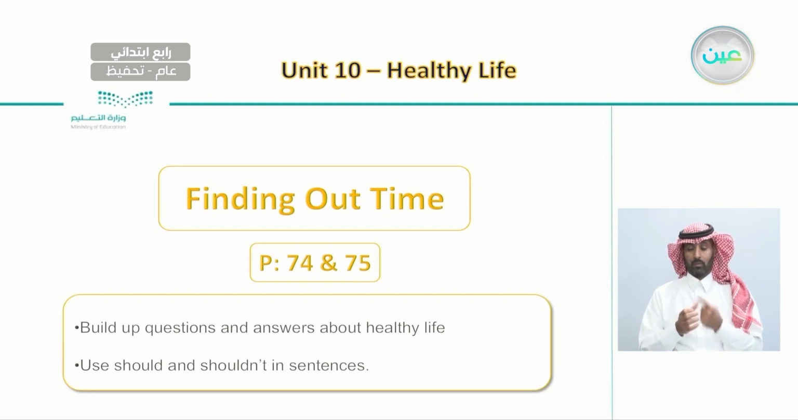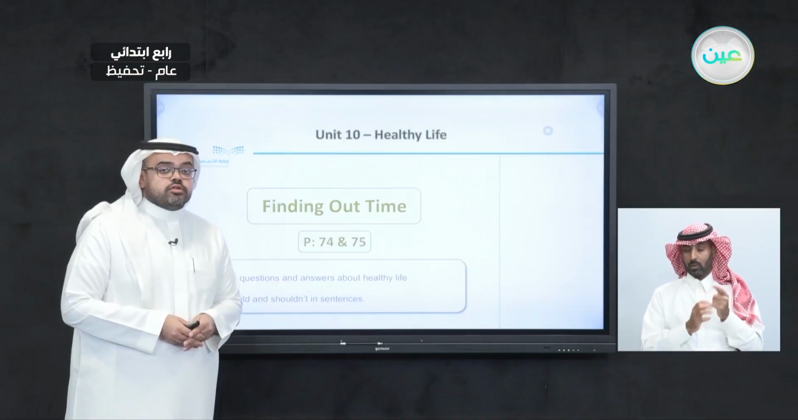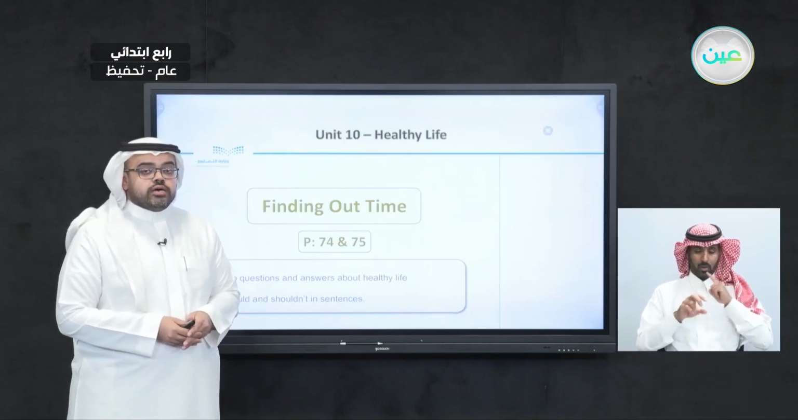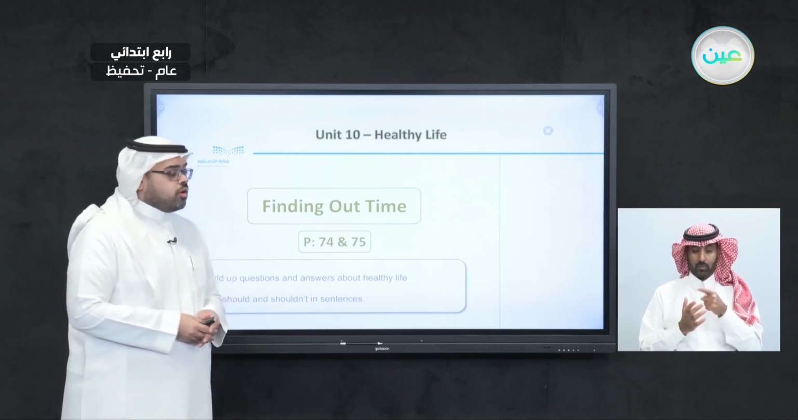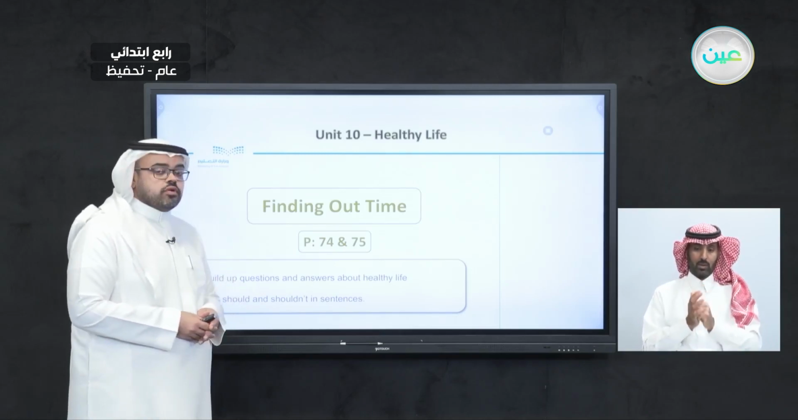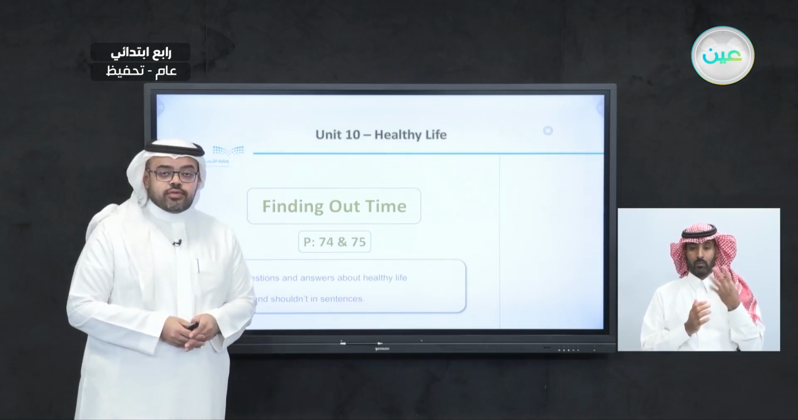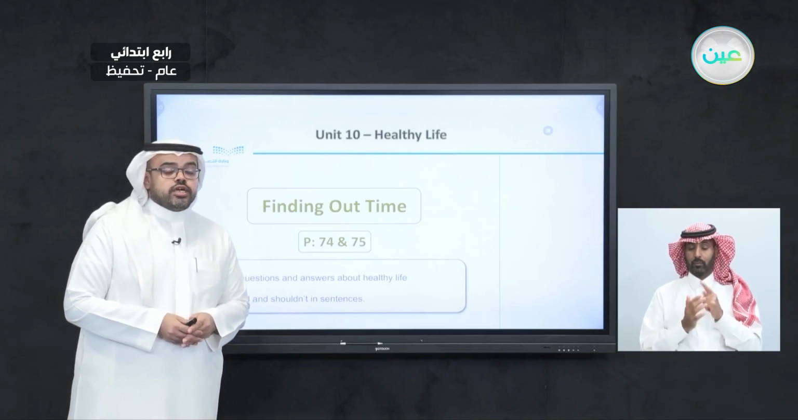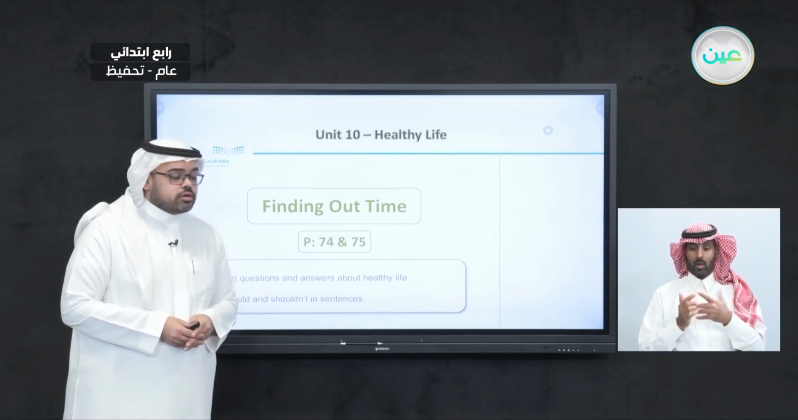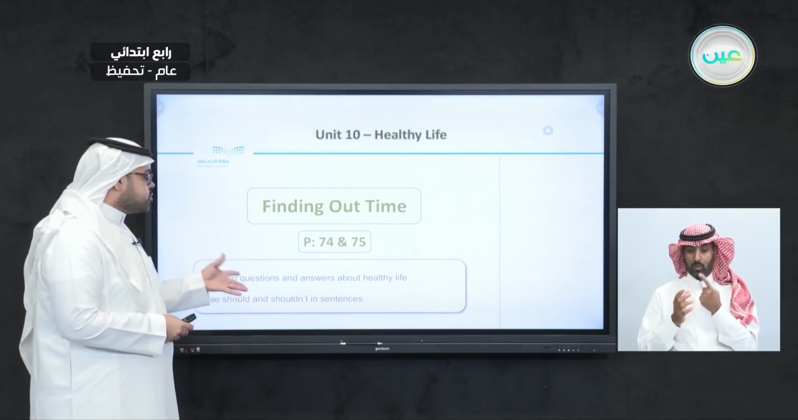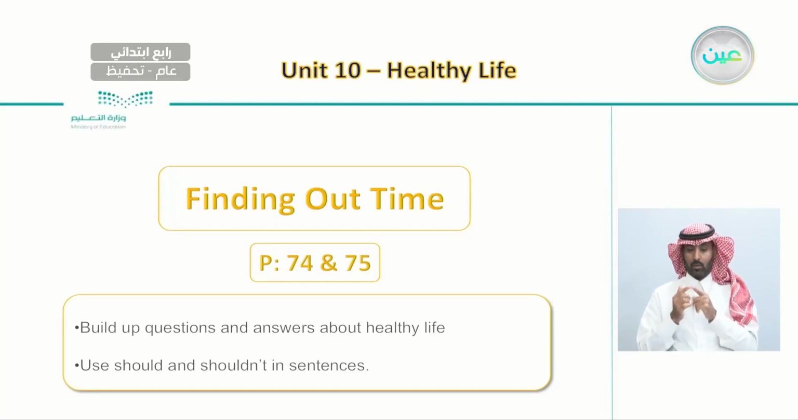The first lesson we learned in this unit is called Finding Out Time, which can be seen on pages 74 and 75. Our objectives and goals in this lesson were to first build up questions and answers about a healthy life, and also to use should and should not in different sentences.